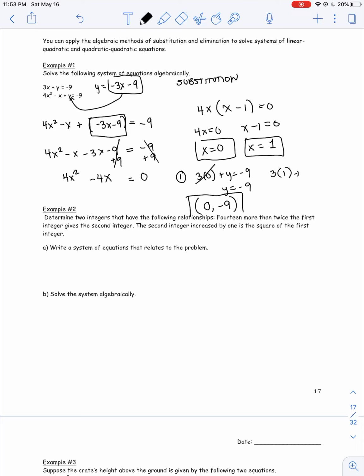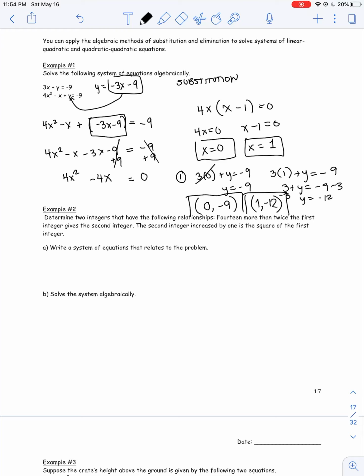Now we need to do this again for 3 times 1 plus y. What's equal to negative 9? Well, 3 plus y equals negative 9, and subtract 3 on both sides, which gives us that y equals negative 12. So our next coordinate would be 1 and negative 12 as our second answer. So those are the two solutions you need to include.